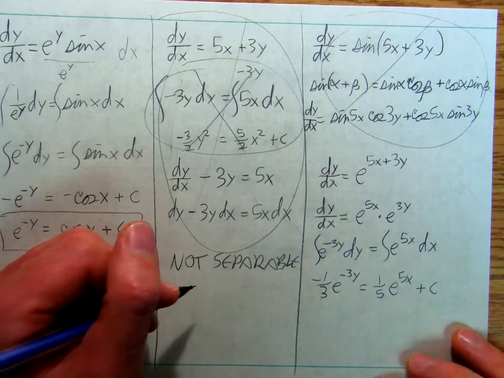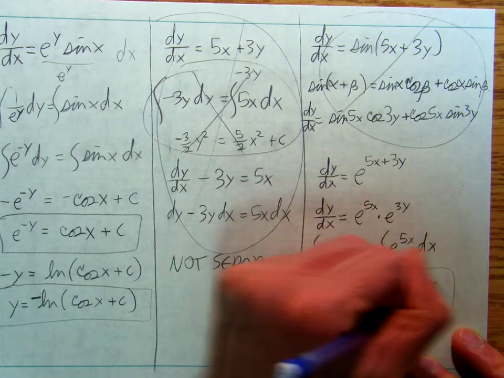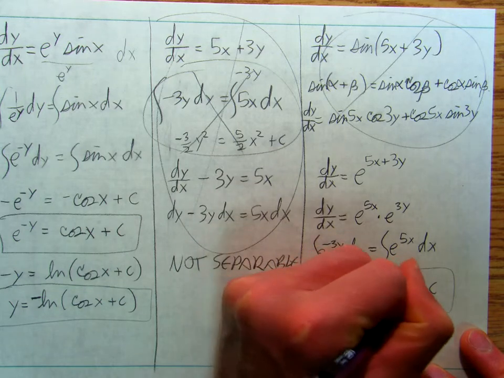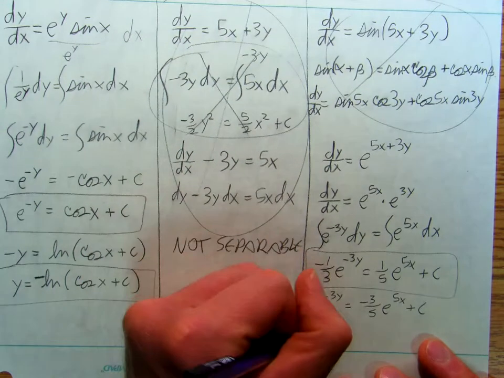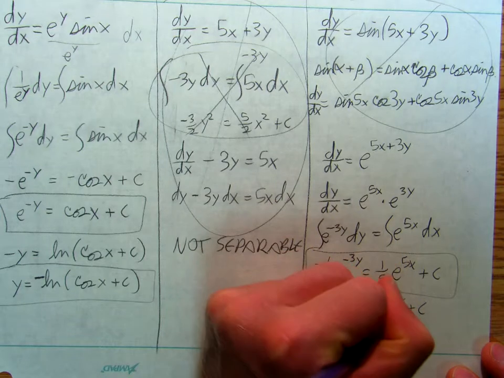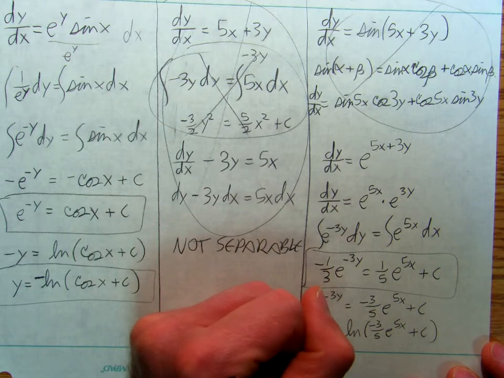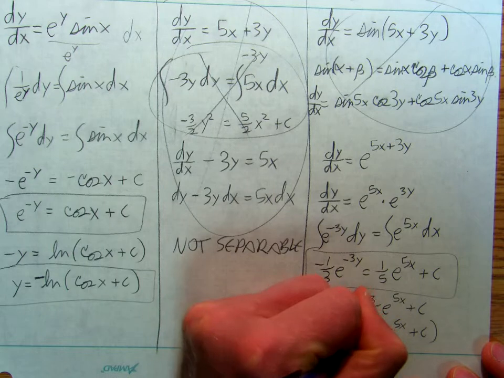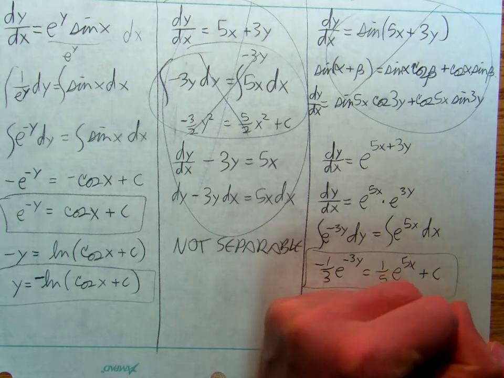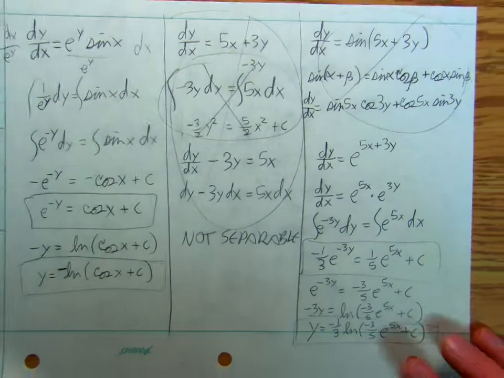And so then I can do e to the negative 3y, I can leave it like that. I can go e to the negative 3y equals negative 3/5 e to the 5x plus c. Or I can say negative 3y is equal to the ln of negative 3/5 e to the 5x plus c. And I could say that y is equal to negative 1/3 ln of negative 3/5 e to the 5x plus c. Okay, because I didn't want to go on to another sheet of paper.